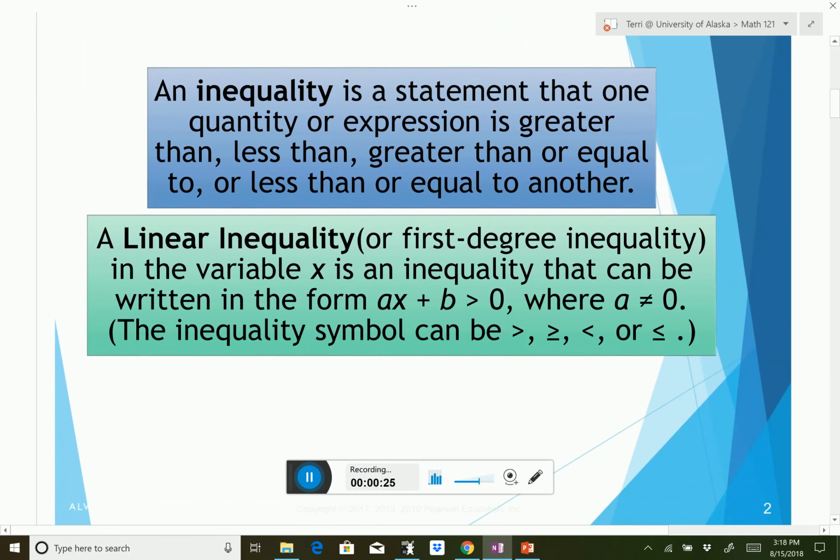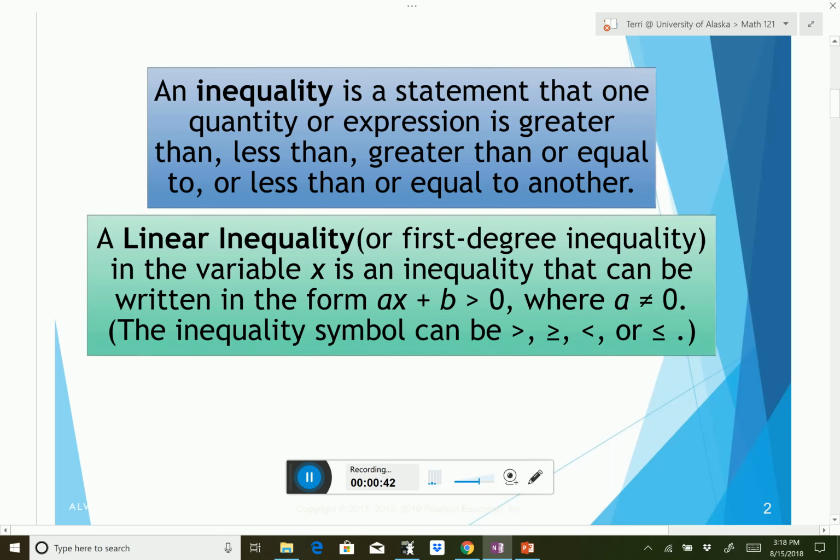So what is an inequality? An inequality is a statement that one quantity or expression is greater than, less than, greater than or equal to, or less than or equal to another. I guess technically you could say not equal to also, but those you can solve just like equations.